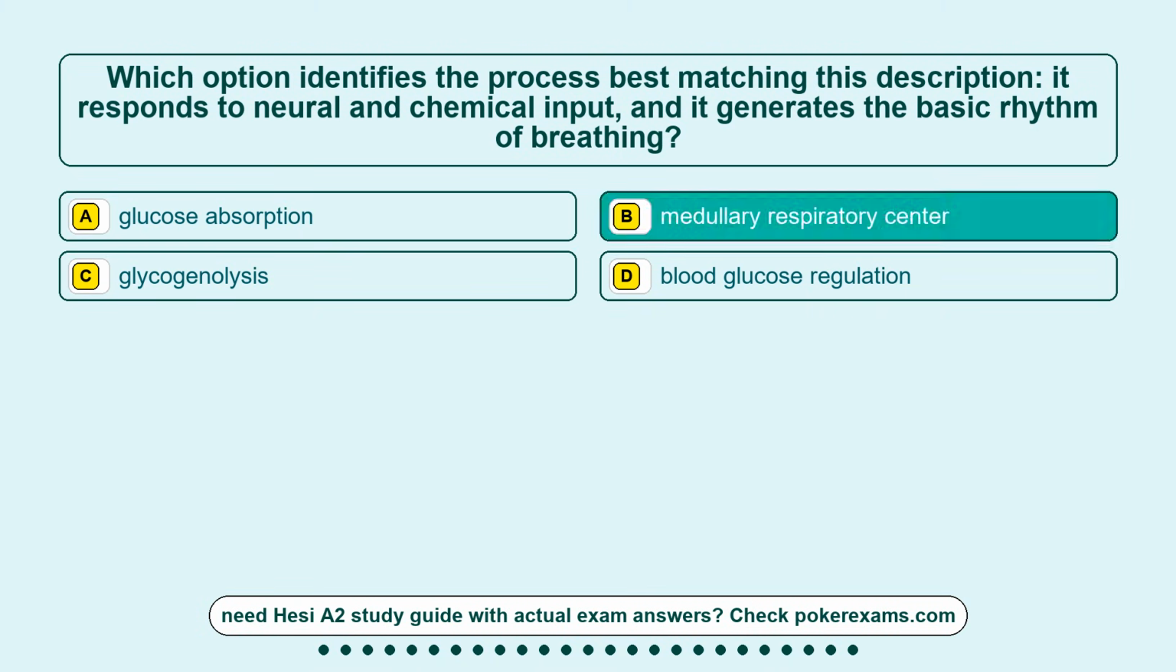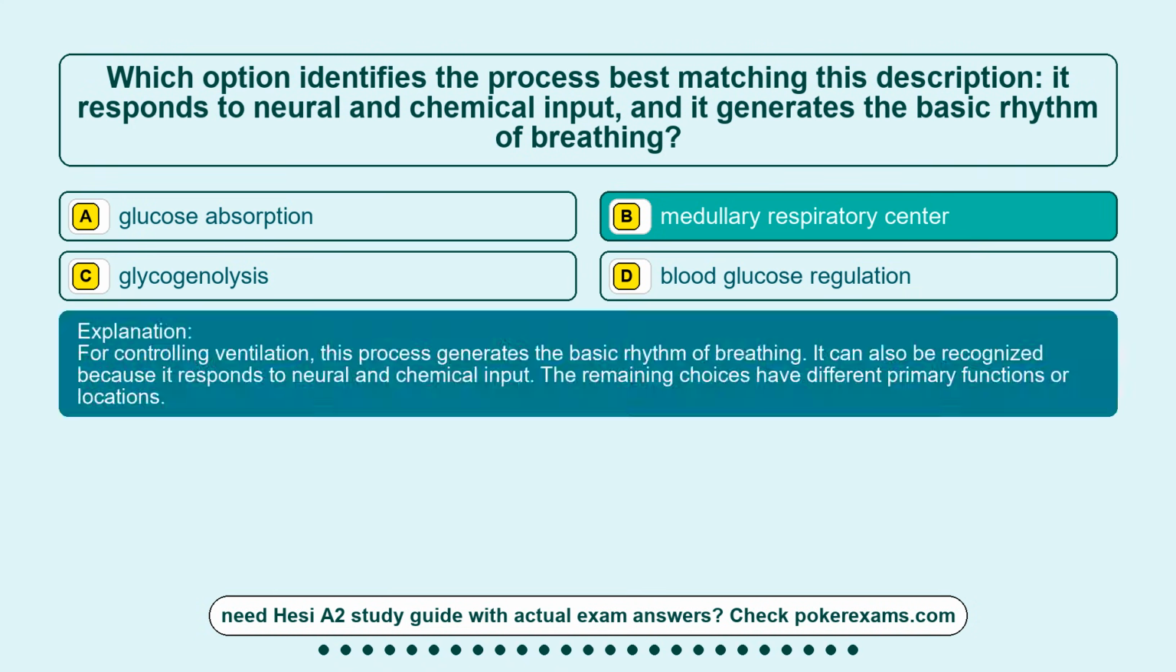The correct answer is option B, medullary respiratory center. For controlling ventilation, this process generates the basic rhythm of breathing. It can also be recognized because it responds to neural and chemical input. The remaining choices have different primary functions or locations.